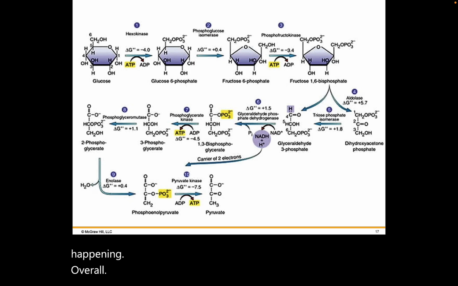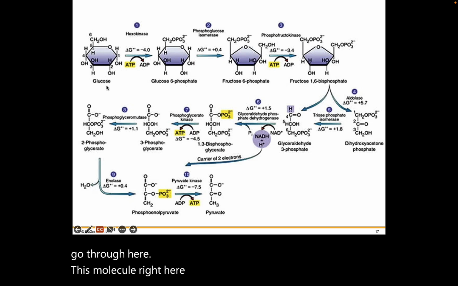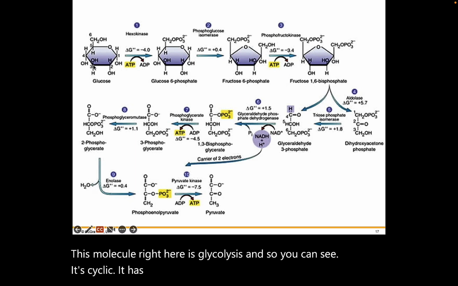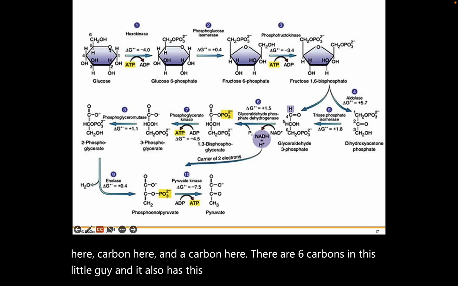And so, as you can see here, I have my little pointers so that you can follow me as I go through here. This molecule right here is glucose. And you can see it's cyclic. It has carbon here, carbon here, carbon here, carbon here, carbon here, and a carbon here. There are 6 carbons in this little guy, and it also has this little oxygen here.